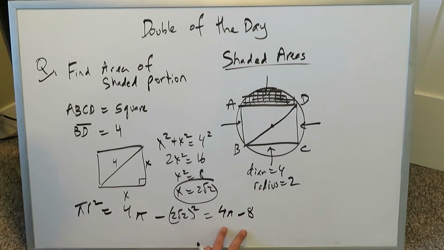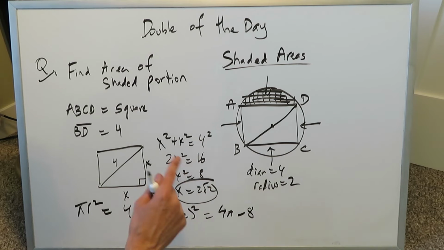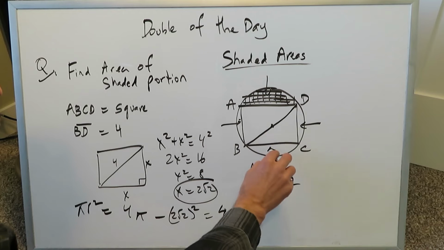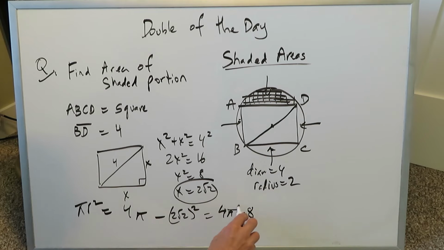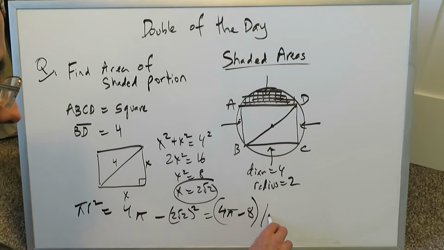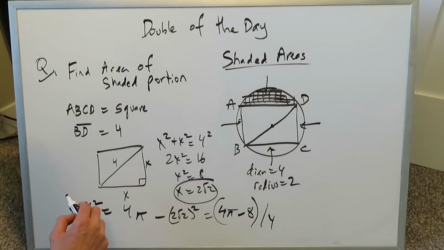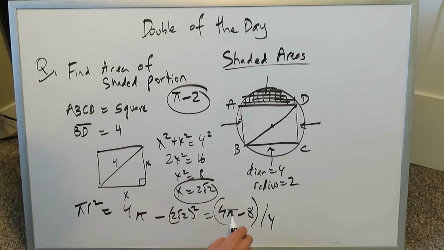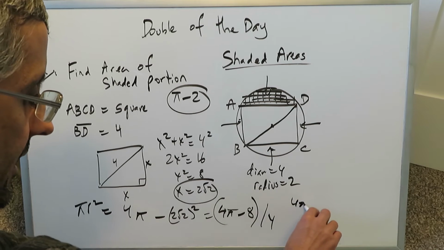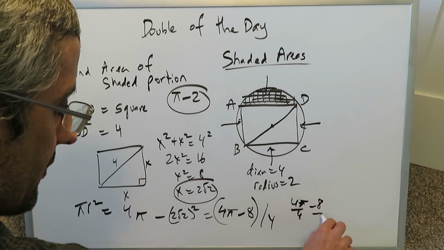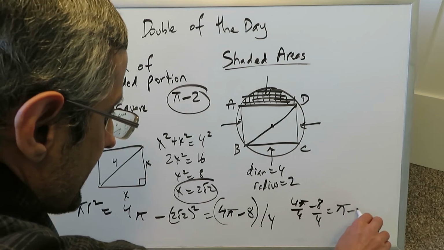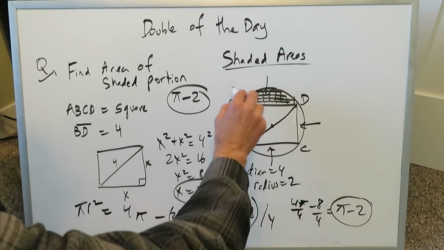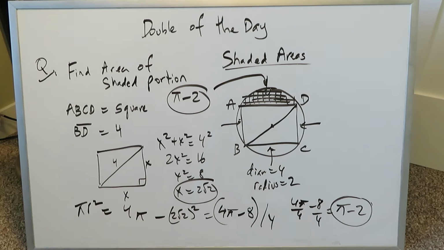4 pi minus 8 now represents the difference of the circle and the area of the square. The circle area minus the square area, across all of these four regions, is equal to 4 pi minus 8. Now if you divide this by 4, it'll give you just that area on the top, and your answer is pi minus 2. Here I've just done 4 pi over 4 minus 8 over 4, and that gives me pi minus 2, the area of this specific portion. The answer is good, and we are done with this question.